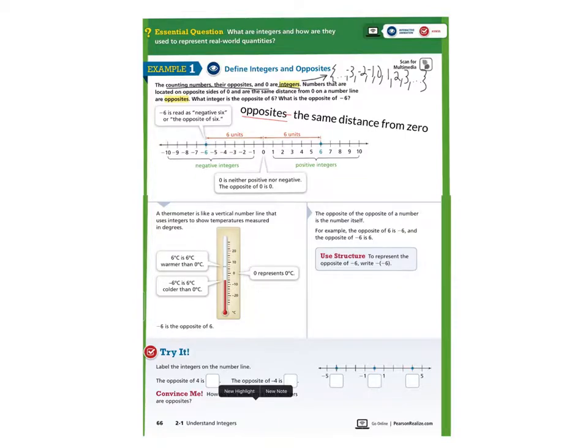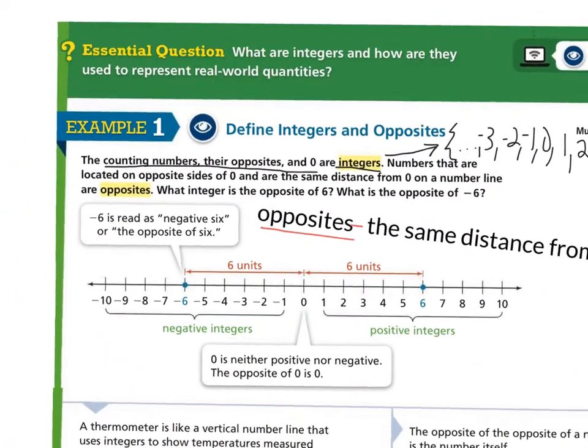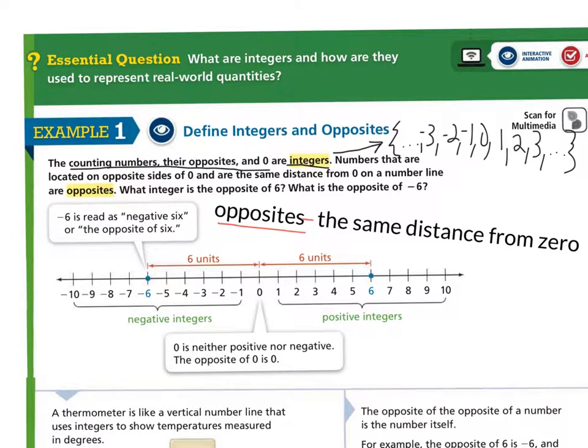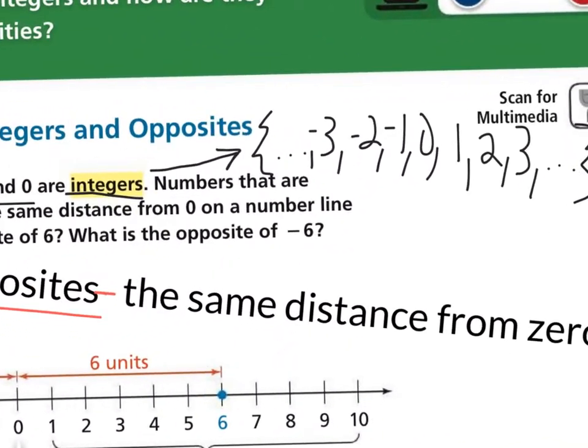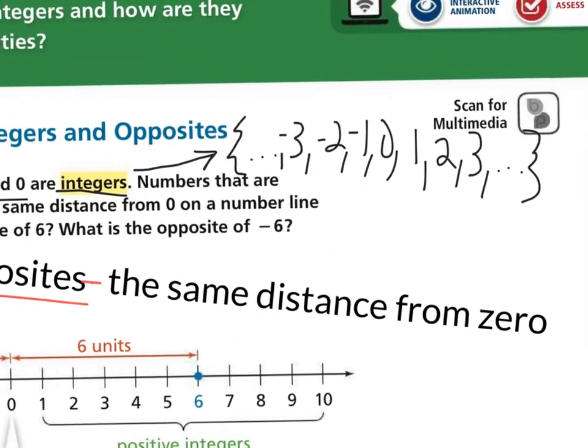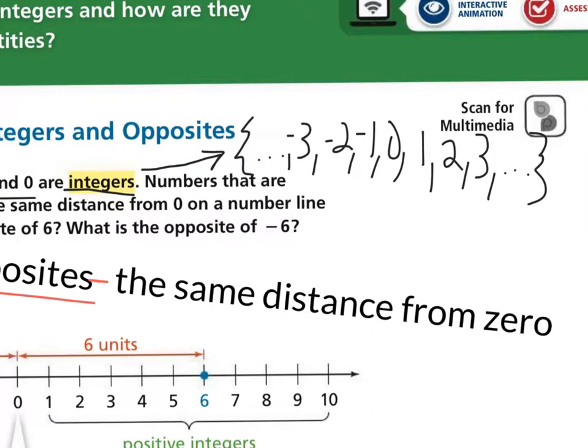So example 1 talks about integers. So the counting numbers, their opposites, and 0 are integers. So integers are a set of numbers like this. The 3 dots means it keeps going. So it keeps going to negative infinity and to positive infinity. But notice none of these numbers have fractions or decimals. So we just have -3, -2, -1, 0, 1, 2, 3.